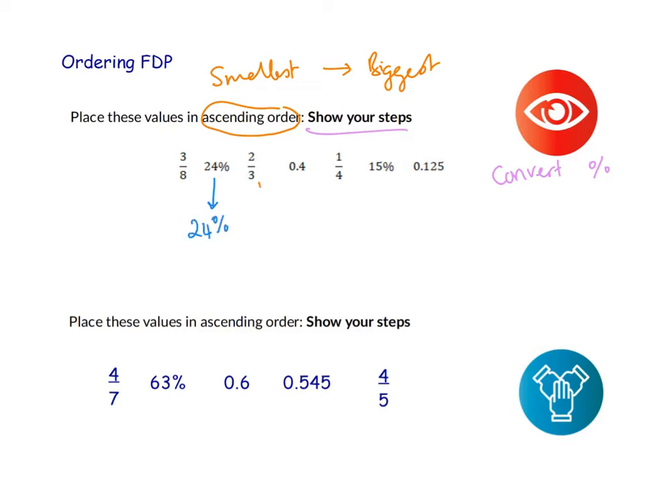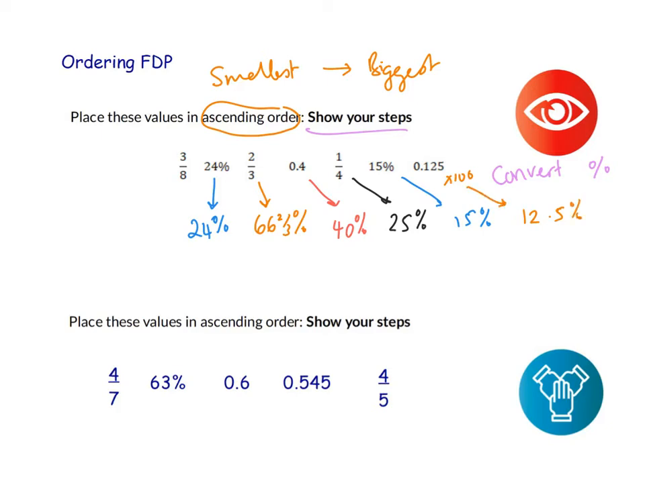Now 2/3, we should all know that that is 66 2/3 of a percent. And then I've got 40%, a quarter, we should know is 25%. 15 is obviously going to stay the same. And then we're going to times by 100 here to get 12.5% for the last one.